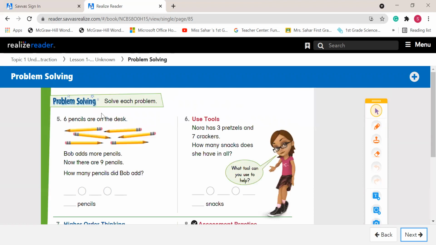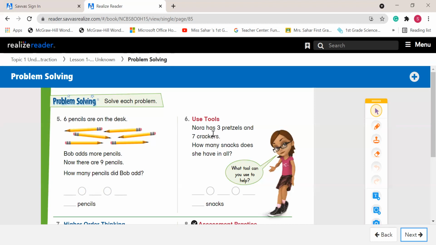All right, that's your turn. I'm going to read the question for you, and then you will answer this exercise. Number 5, 6 pencils are in the desk. So there are 6 pencils on the desk. Bob adds more pencils. Now there are 9 pencils. So first there were 6, total of 9. So how many did we add? We're going to do the equation here, write our numbers in addition.